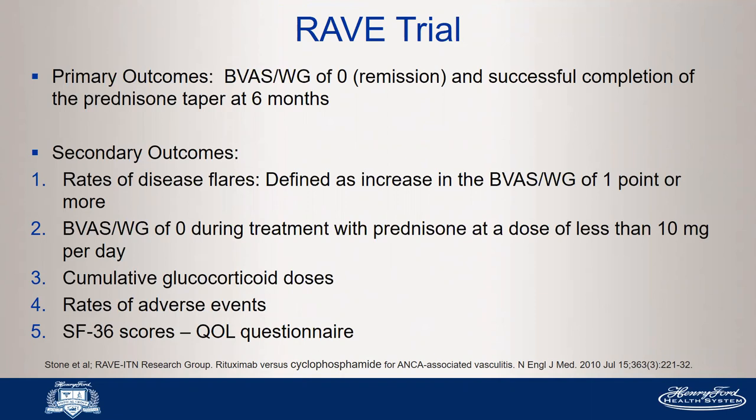There were a bunch of secondary outcomes that they looked at, including rates of disease flares, and remission during treatment with a prednisone dose less than 10, if you can't take them completely off of prednisone but can at least get them to less than 10 milligrams a day. And then they looked at the cumulative glucocorticoid doses that these patients received, adverse events, and the SF-36 quality of life questionnaire.